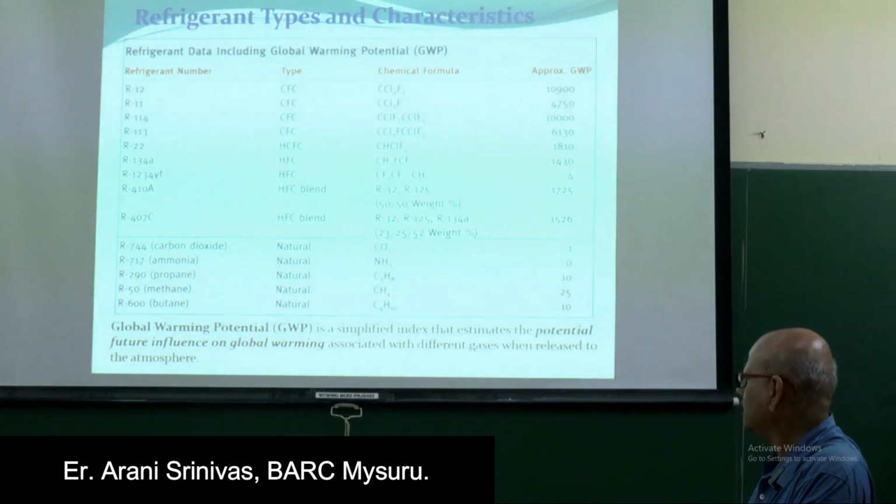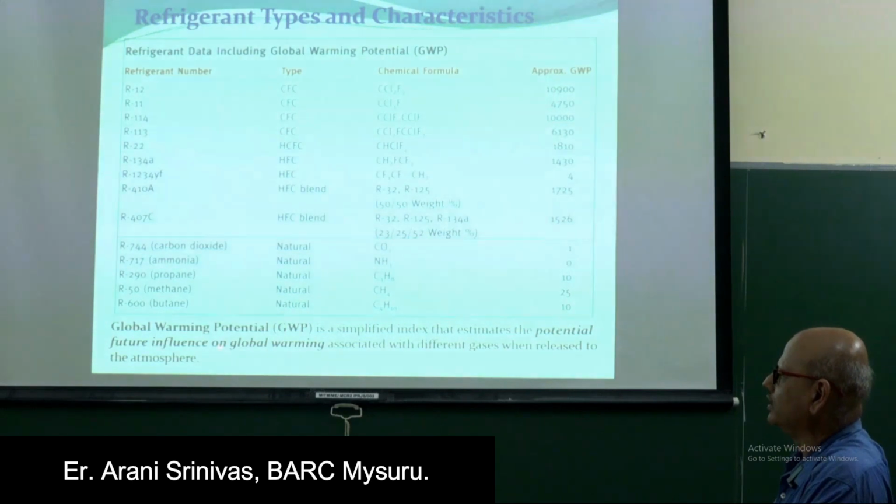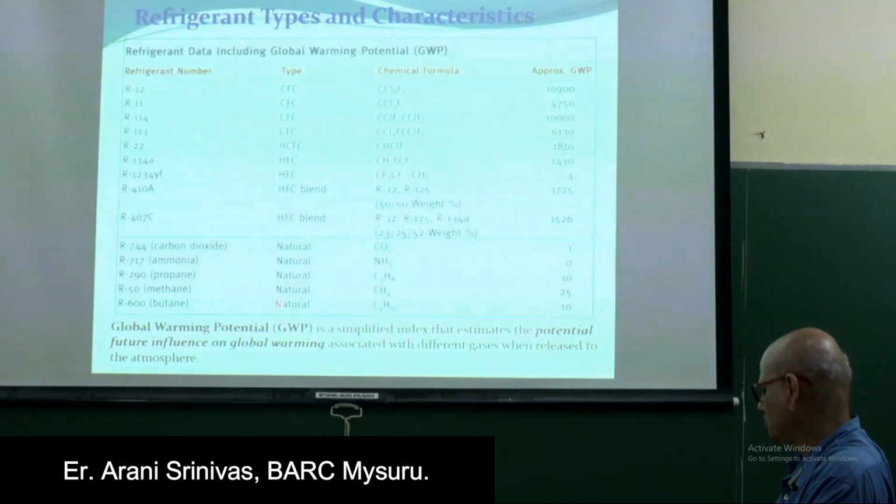See, global warming potential is a simplified index that estimates the potential future influence on global warming associated with different gases when released to the atmosphere.